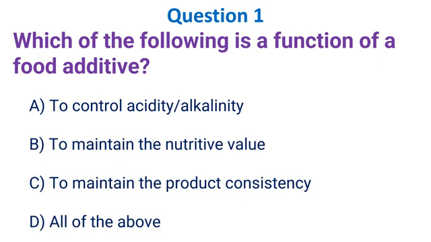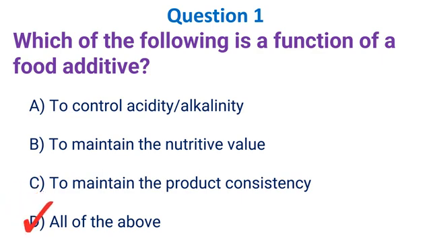Question number 1. Which of the following is a function of a food additive? Options are option A to control the acidity or alkalinity, option B to maintain the nutritive value, option C to maintain the product consistency, and option D all of the above. Correct answer is option D all of the above.